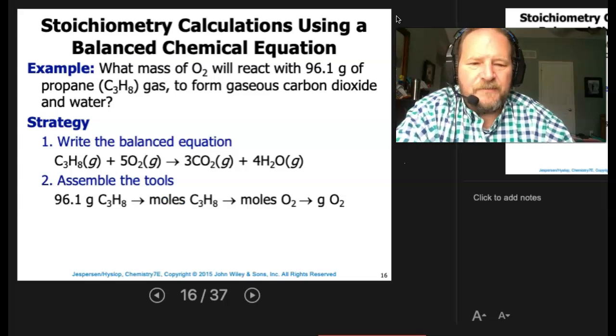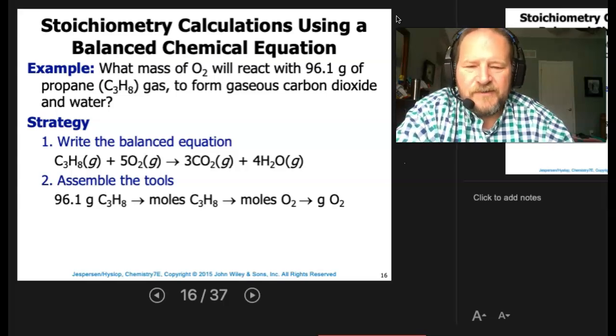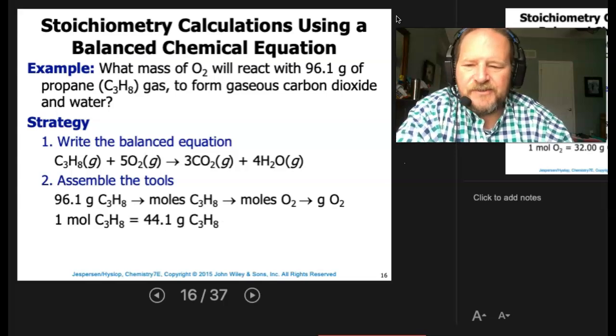Now what we're going to do is assemble our tools. Well, we know it's a 3-step process. So it's going to be 96.1 grams is going to go to moles. So we're going to do grams of propane to moles of propane. From moles of propane, we'll go to moles of oxygen. And from moles of oxygen, we'll go to grams of oxygen.